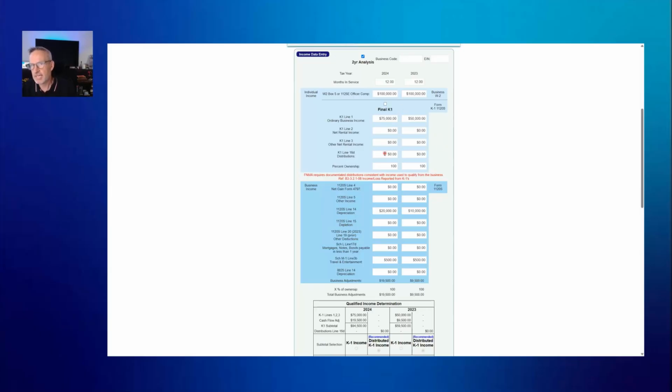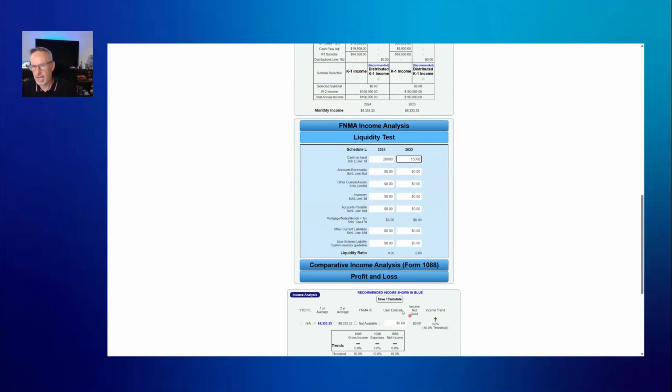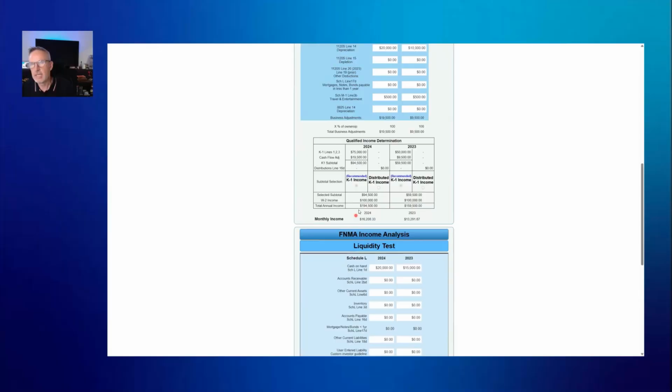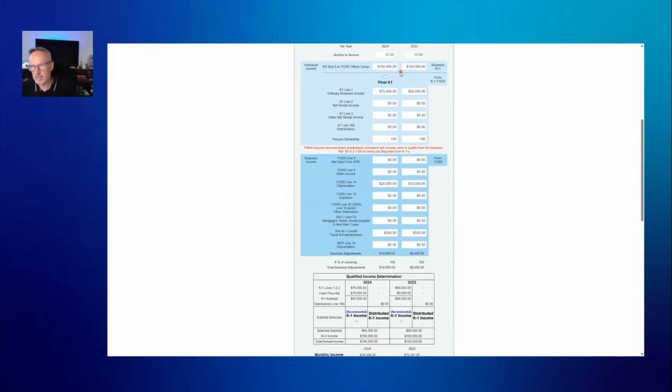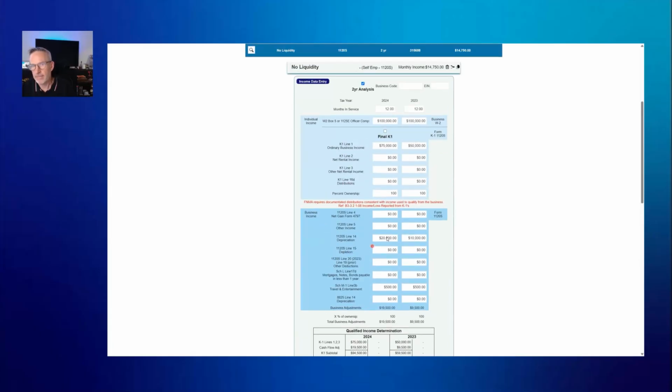But let's say you see this, how do you fix it? Well, the first thing you do is go to Schedule L and see if they have any liquidity, right? So if I have this and just no debts, well, guess what? I got infinite liquidity because I have no debts, and so it would pass. So I went from just the W-2 income to all of it. That's possible.